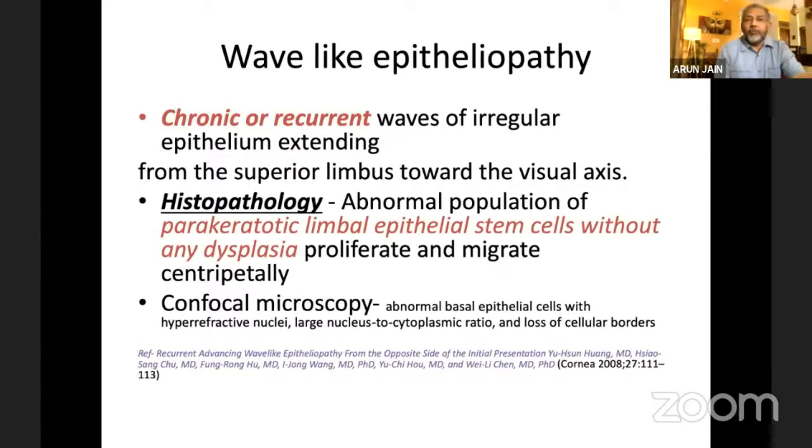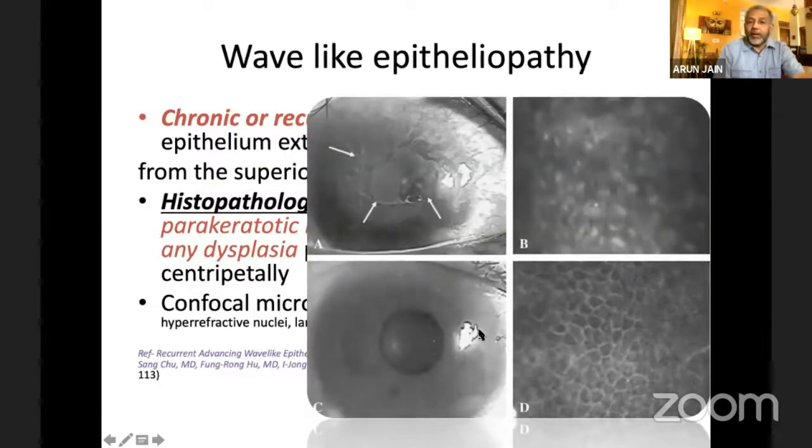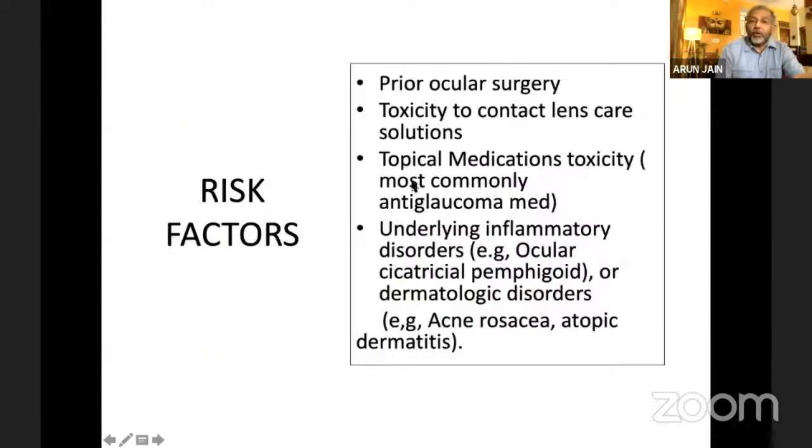And as we all know, wave-like epitheliopathy is chronic recurrent waves of irregular epithelium extending from the limbus toward the visual axis. And on histopathology, it has been shown that it is an abnormal population of parakeratotic limbal epithelial stem cells without any dysplasia, which proliferate and migrate centripetally. And on confocal microscopy, there are abnormal basal epithelial cells with hyperreflective nuclei, a large nucleus to cytoplasmic ratio, and a loss of cellular border. This is how the cells look. These are the normal basal cells, but these are the abnormal basal cells on confocal microscopy.